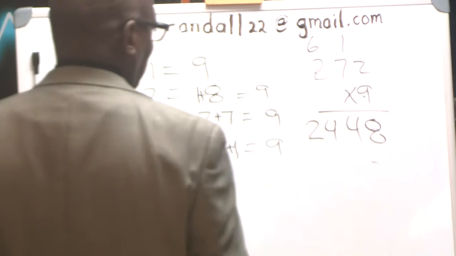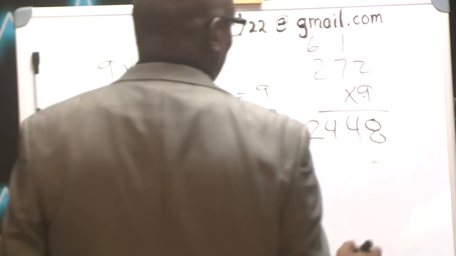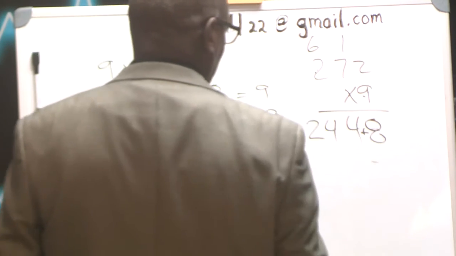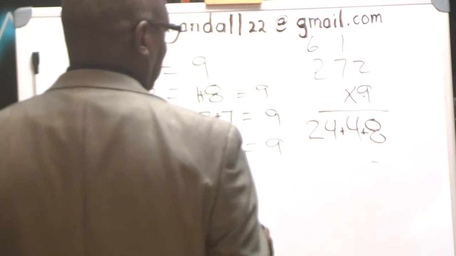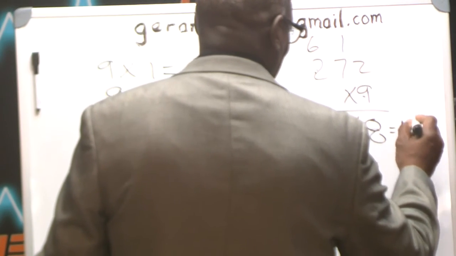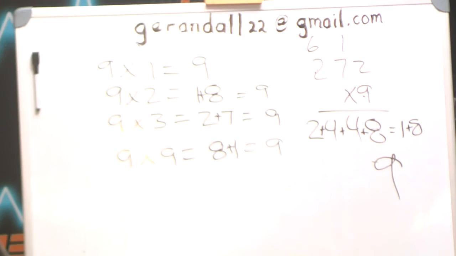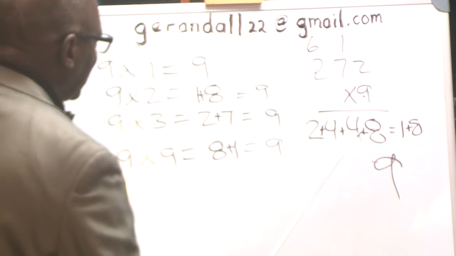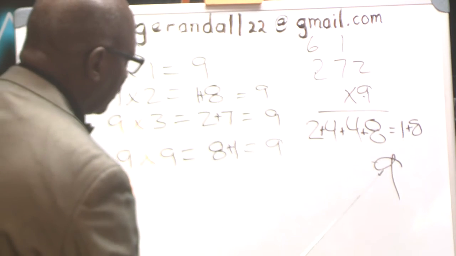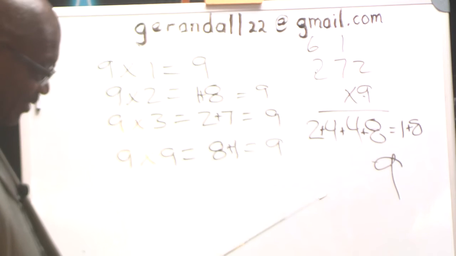Is that correct? Now, what does that look like? 12 plus 6, right? Look at that. 12, 16 equals 18. What's that add up to? 9. So when you're multiplying any number by 9, your final answer when you add and then break it down one more time, 9. That's why I got 9.